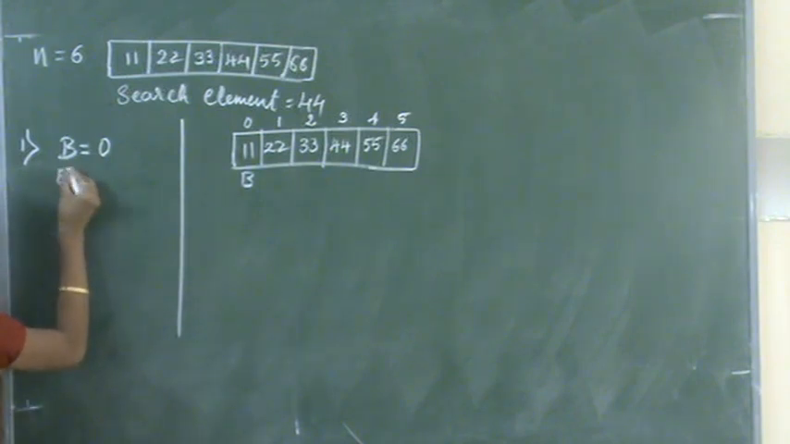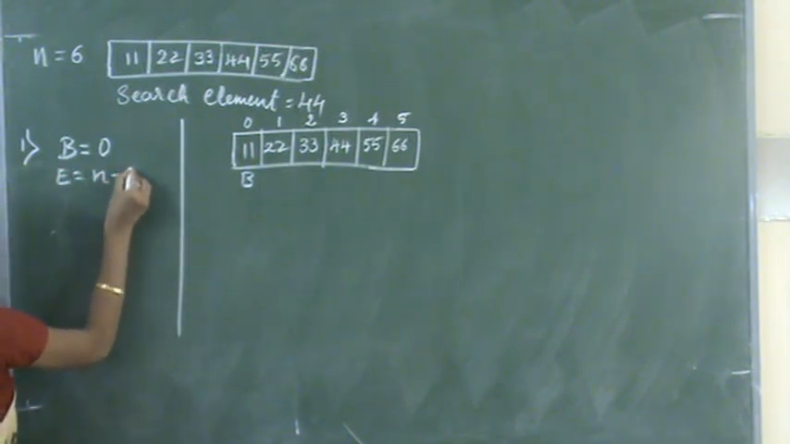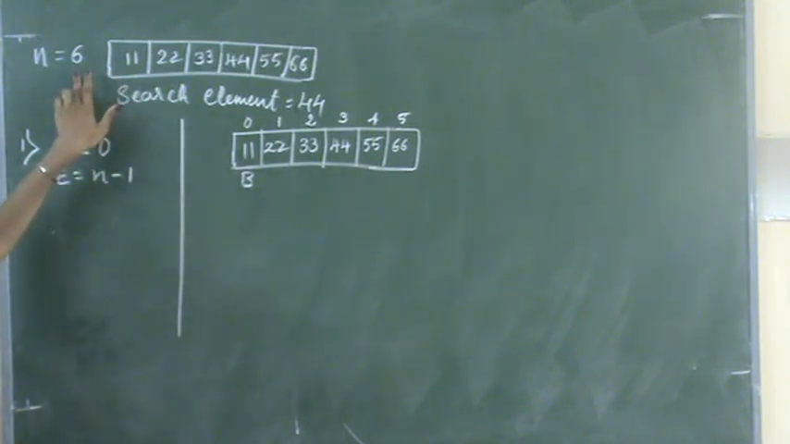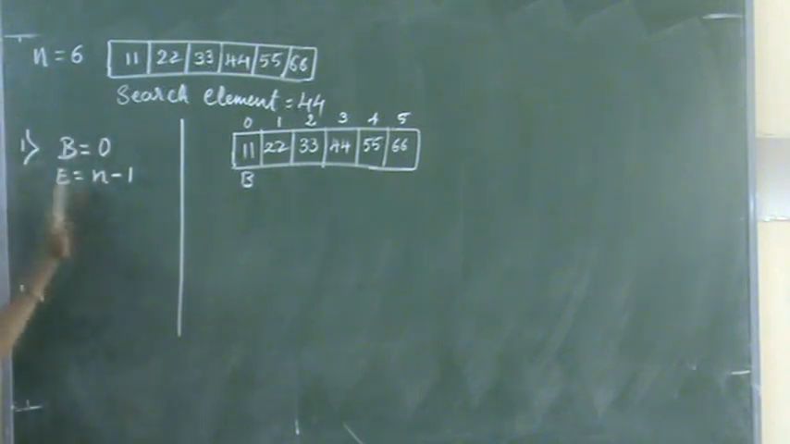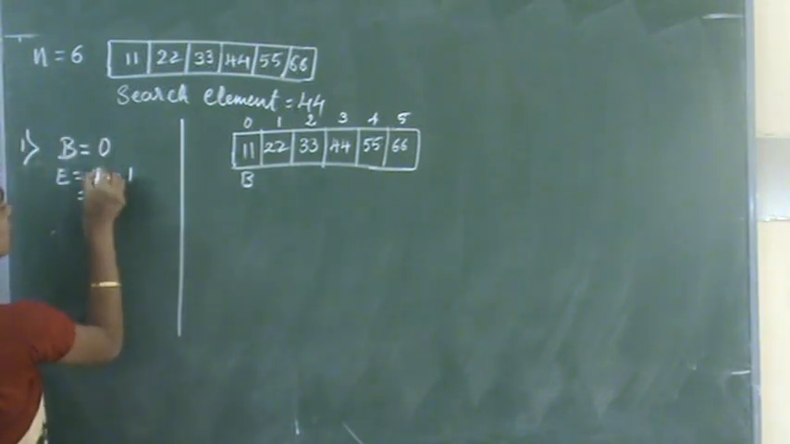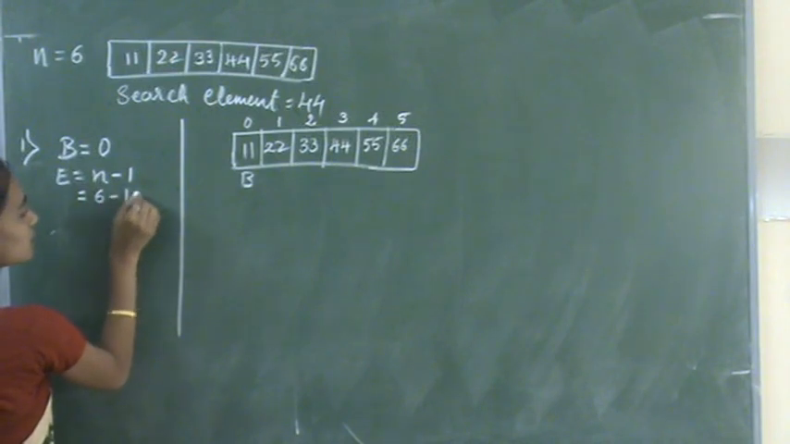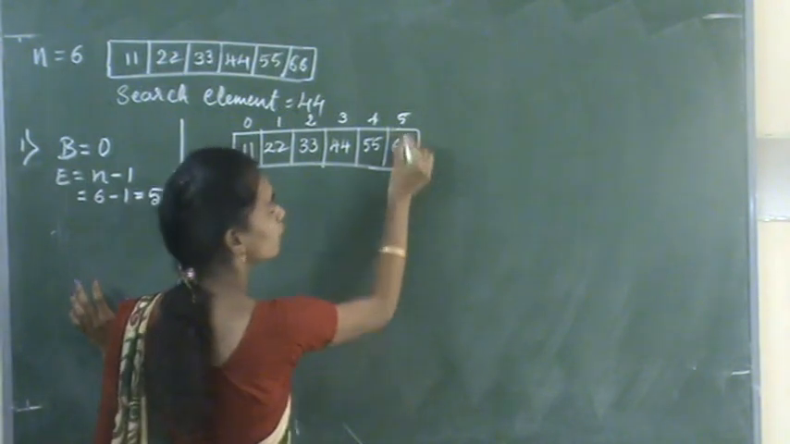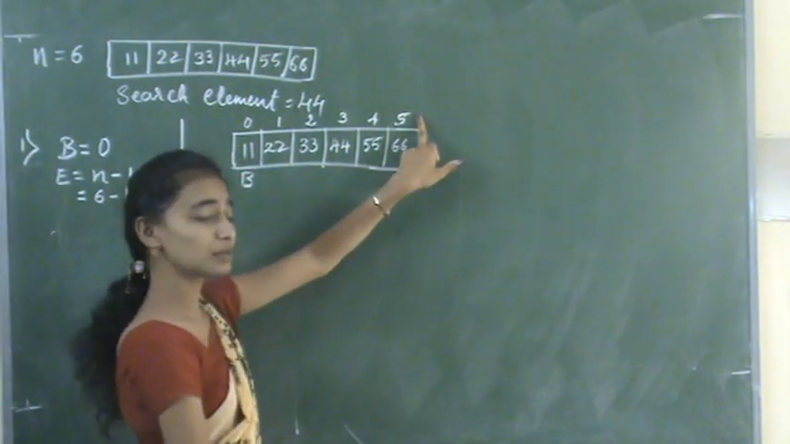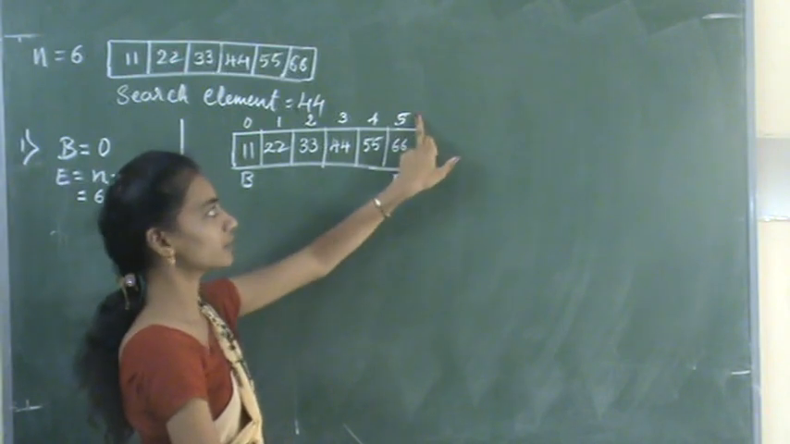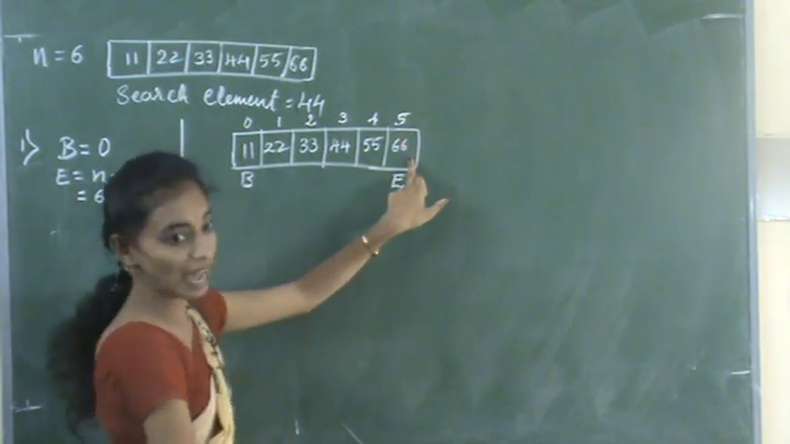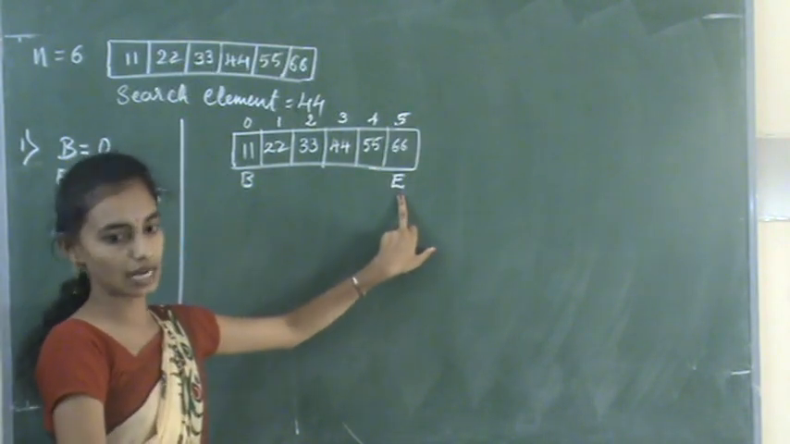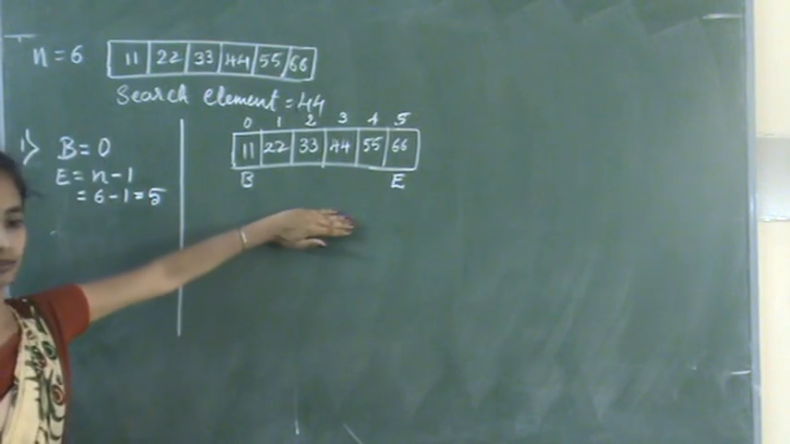Now we need to find the end of the array. To find the end, we take the number of elements present in the array minus 1. So what is n? That is 6. 6 minus 1 is 5. Now the array ending is index 5. There is a difference between the index and the value, so we are taking the index, not the values of the array. So the fifth index is what we call the end of the array. This is the first step.